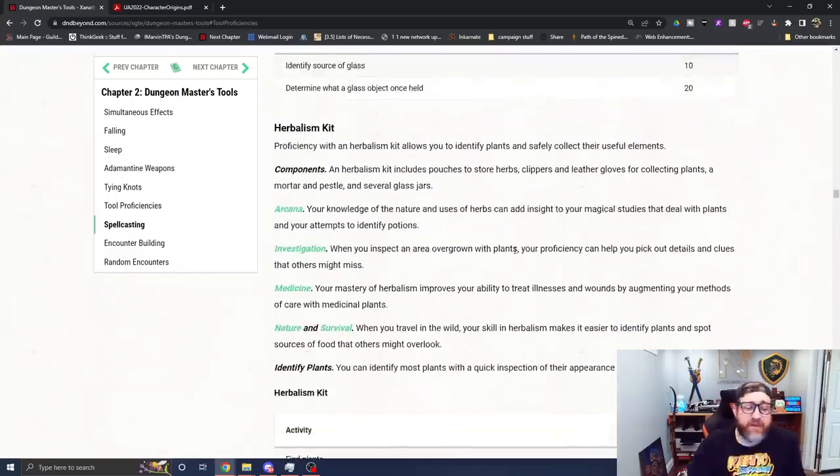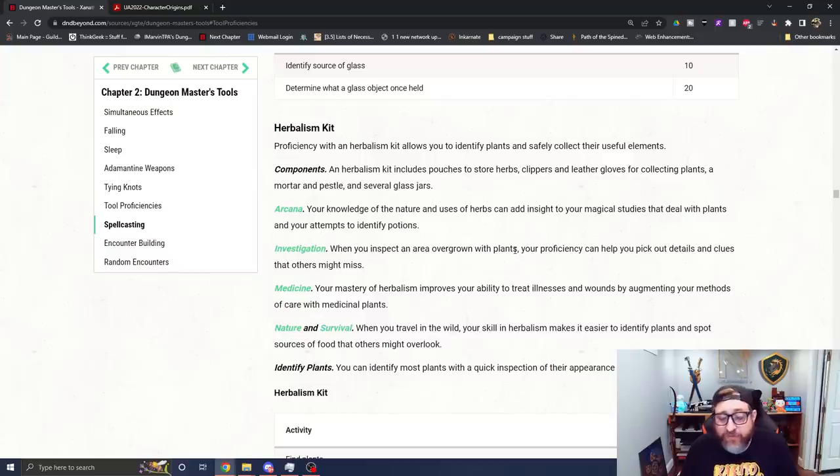Herbalism kit. And Arcana. Again, Arcana seems to be the one to get with almost any of these. Your knowledge of the nature and use of herbs can add insight to your magical studies that deal with plants and aid your attempt in identifying potions. Investigation. When you inspect an area overgrown with plants, your proficiency can help you pick out details and clues that others might miss. Medicine. Your mastery of herbalism improves your ability to treat illnesses and wounds by augmenting your methods of care with medicinal plants.